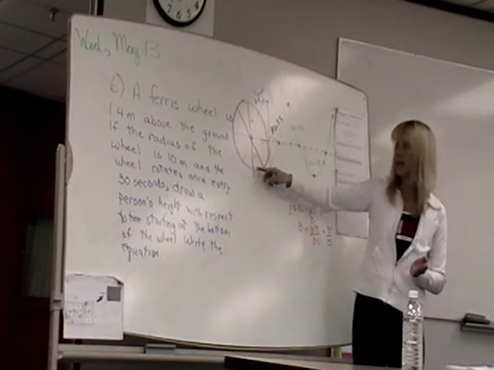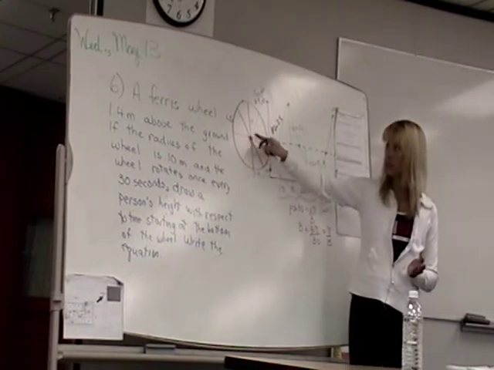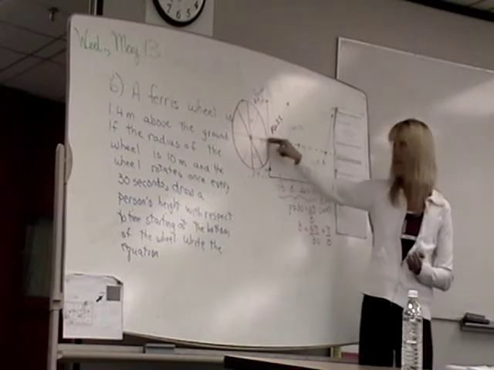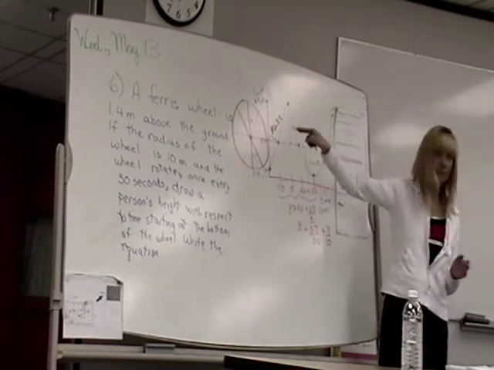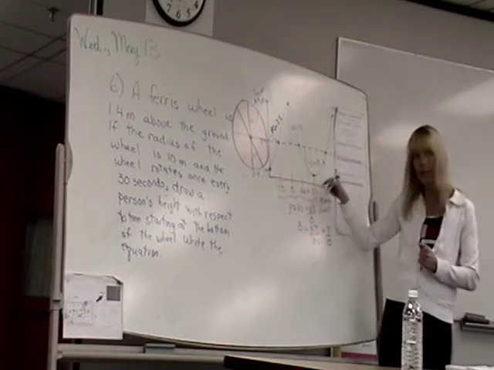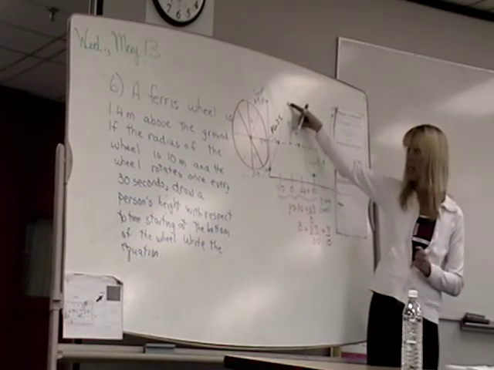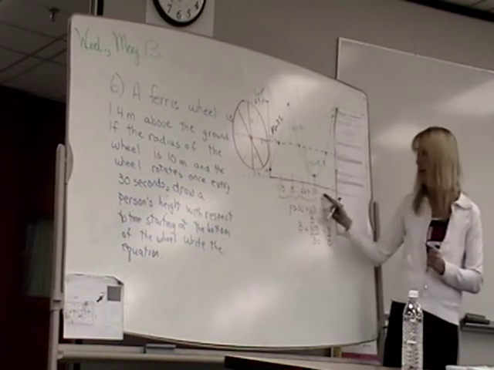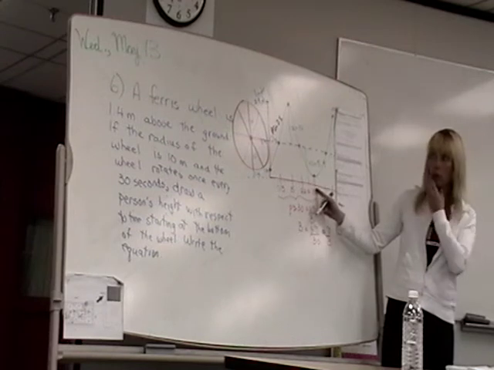The radius is 10 meters, so you add 10, so that's 11.4, and you add 10, that's 21.4. That's your imaginary middle for your graph. The lowest it'll be is 1.4 because it doesn't touch the ground. The highest is 21.4. Make sure that you have those labeled. That's height in meters.